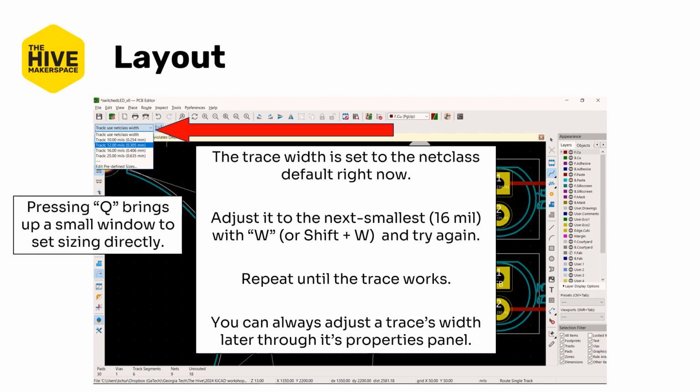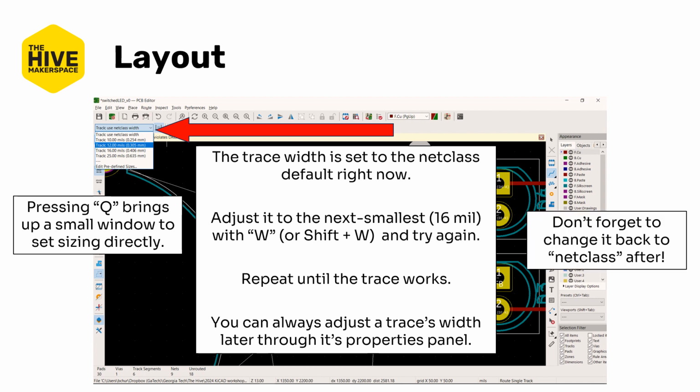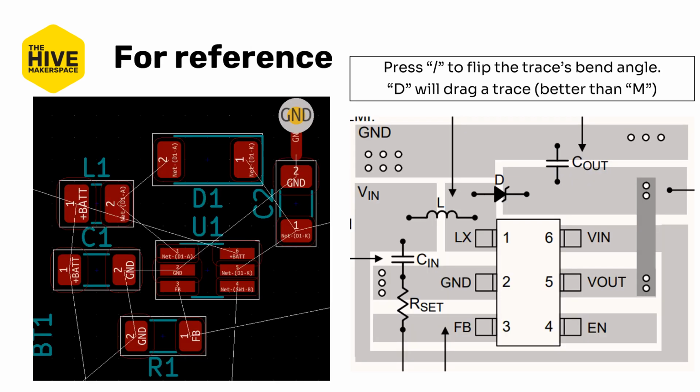You can also press Q while you're routing to bring up a small window to set sizes directly and exactly if you'd like. It's a little easier to have those sizes pre-selected and pre-chosen. And don't forget, after you make that route, to change it back to the net class. Otherwise, you're going to have everything being 16 mils. And maybe that's okay, maybe it's not, but always a good practice to do so.